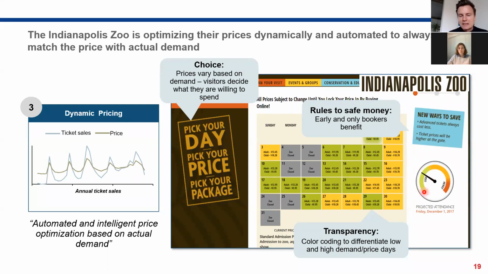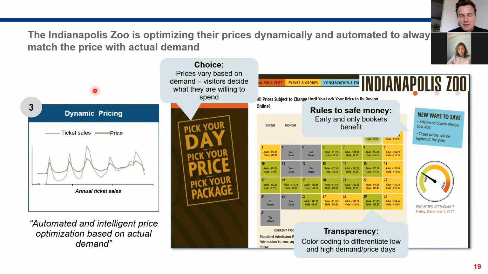They also provide a so-called projected attendance, which helps convey to the customer that if it's a low demand day, you can get a cheaper price. But if you select a Sunday with good weather, for example, the price might increase, and attendance might be higher.